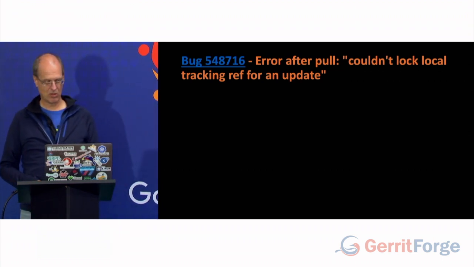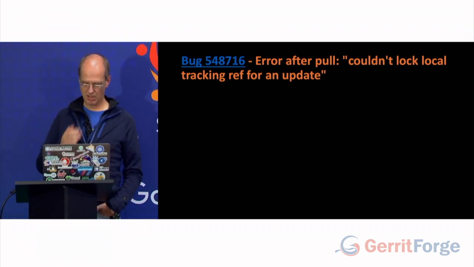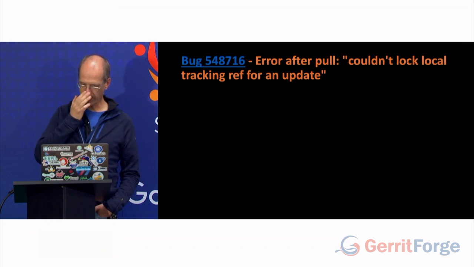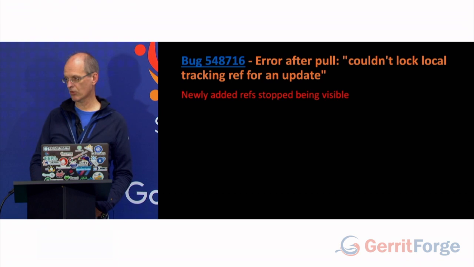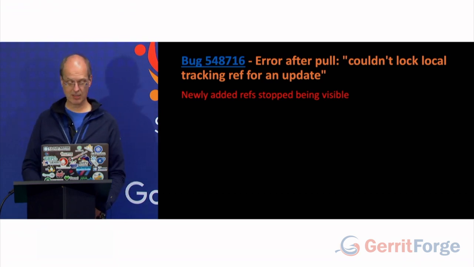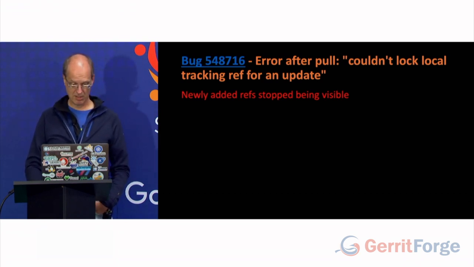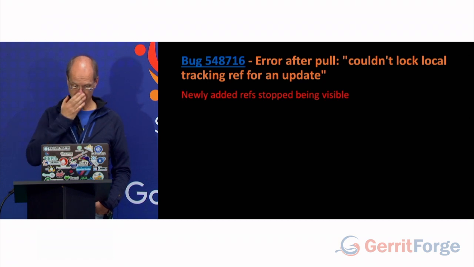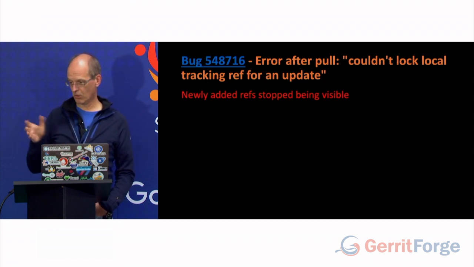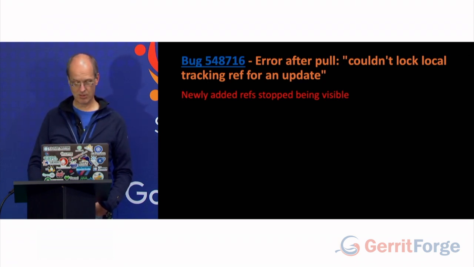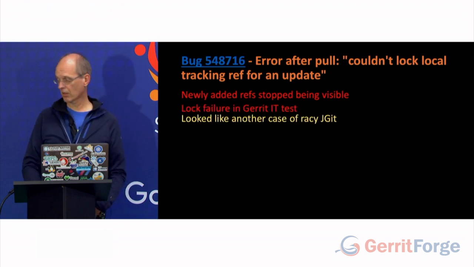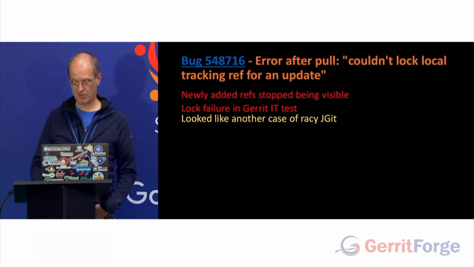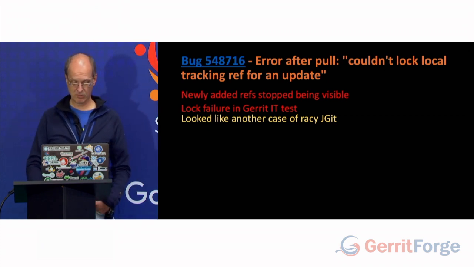And then there was a final bug, which looked like it could be also Racy JGit. So we saw errors after pull, that the tracking ref for an update couldn't be logged. And we were chasing similar effects like I explained. So the effect was that newly added refs stopped being visible. So it looks like, could be suspicious, it's something similar. And we also saw log failures in one of the Gerrit integration tests. So it looked really like another case of Racy JGit.